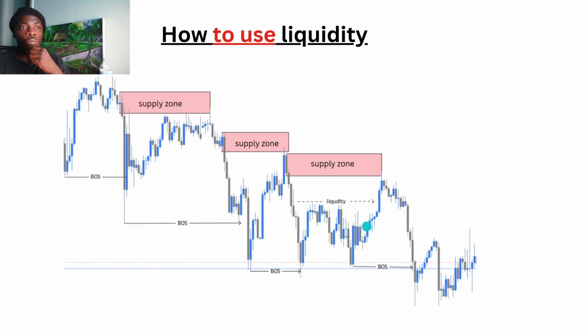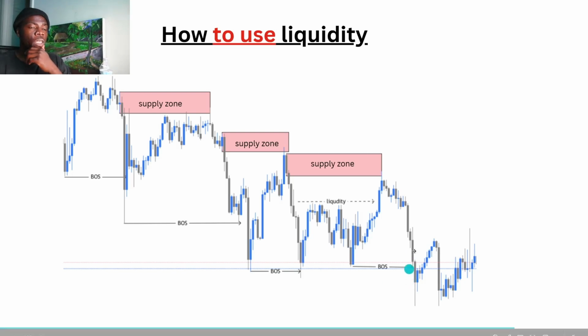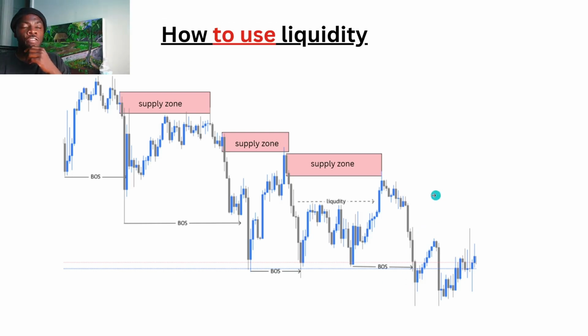But what did price do? Price took out all the liquidity, so every single person who placed their trades right here and their stop loss right here got taken out, and price got pushed below. So this is a perfect example of equal highs and equal lows. And notice one thing: every single time that price mitigates a supply or demand zone after taking out liquidity, price pretty much tanks.